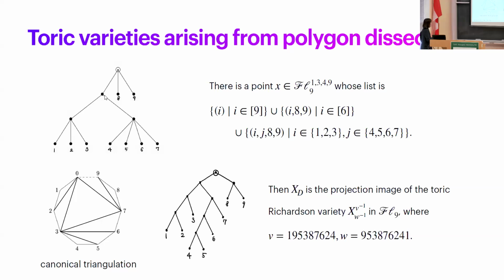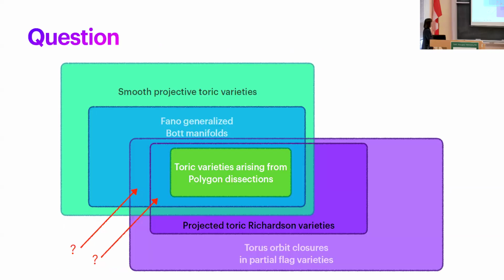And if we consider the canonical triangulation of the polygon dissection in the example, then we can realize that the toric variety X_D is a projection image of the toric Richardson variety X_{v^{-1}w^{-1}} in the full flag variety. Here v is this number and w is this number. We can find the form of v and w from the full binary trees. There is a way, but I think there's no time.